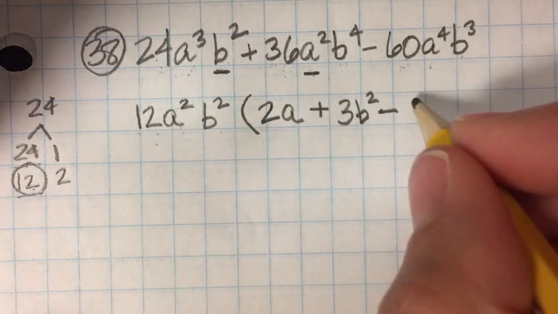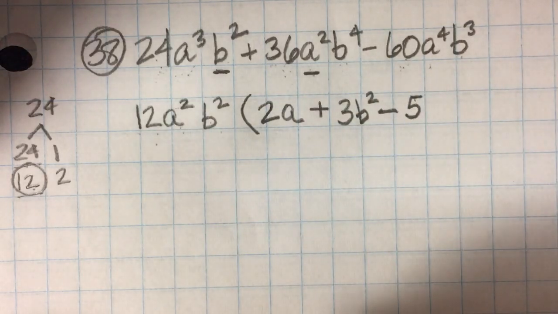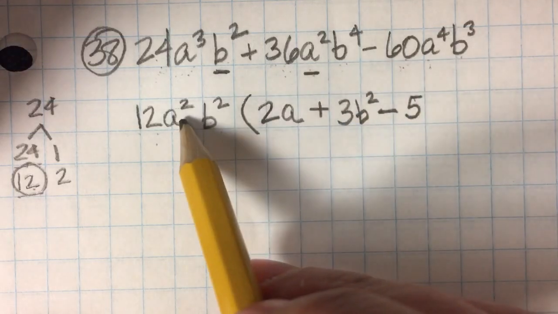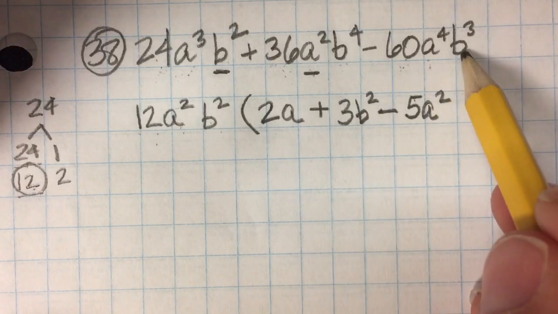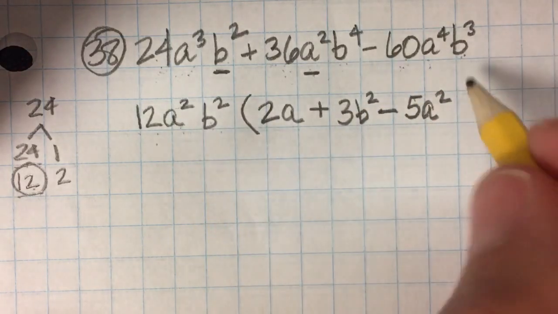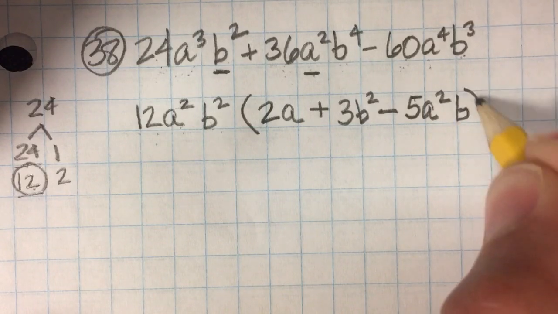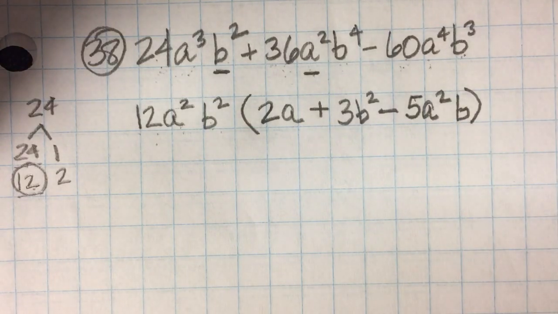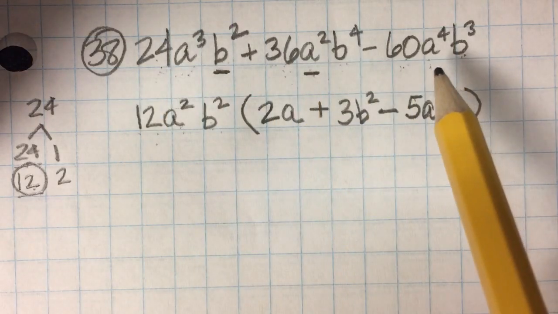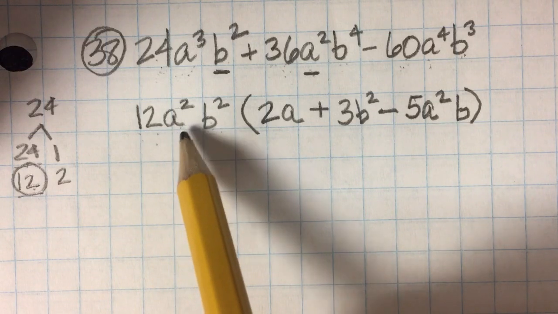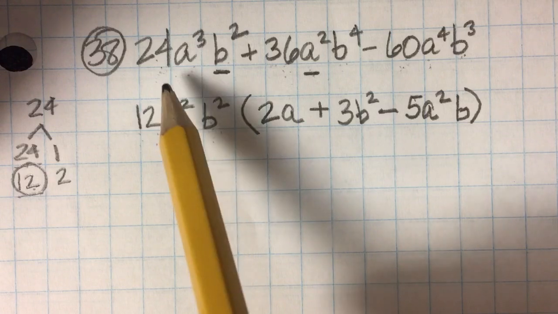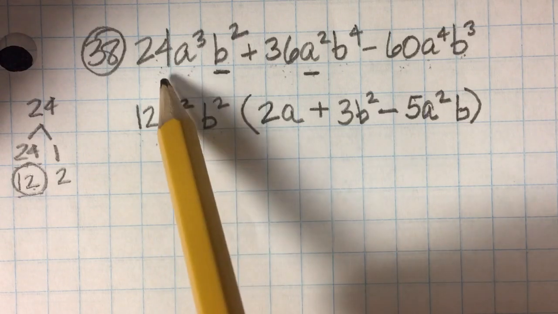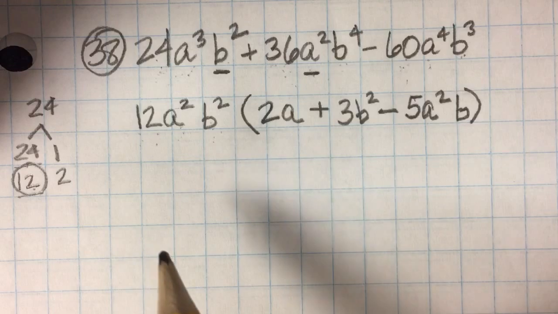60 divided by 12 is 5. A to the 4th divided by A squared is A squared. And B cubed divided by B squared is just B. So now we have successfully factored out the greatest common factor of all three of these terms, which is 12A squared B squared, because 12A squared B squared is the largest factor that will divide evenly into all three terms.